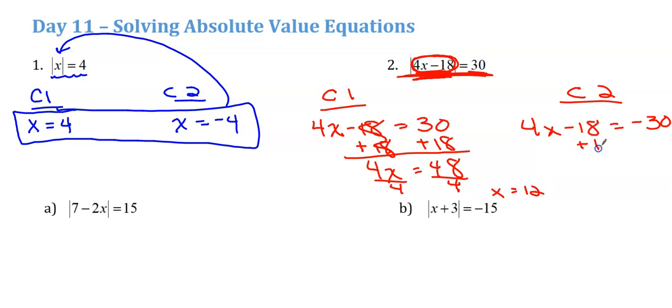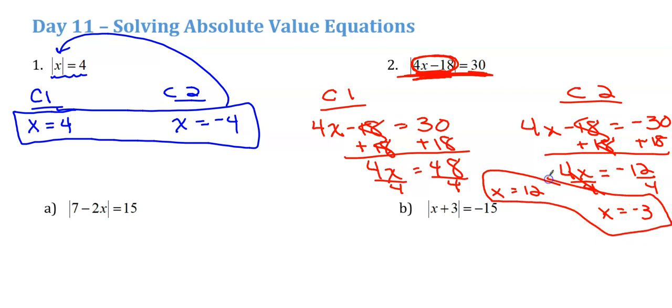I got to come to the other side. Same process, but please note, I'll guarantee you some of you think the answer is going to be 12 and -12. And that does not work generally. 4x equals -12. Divide by 4. X equals -3. So my 2 answers are 12 and -3. And again, just like with any other equation, I could check by plugging those answers back in.